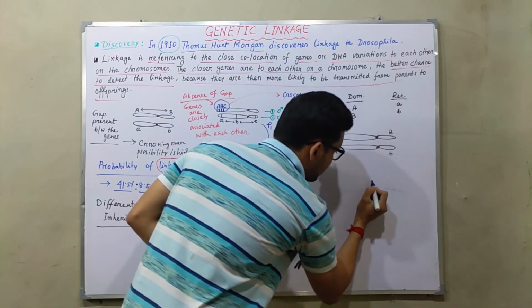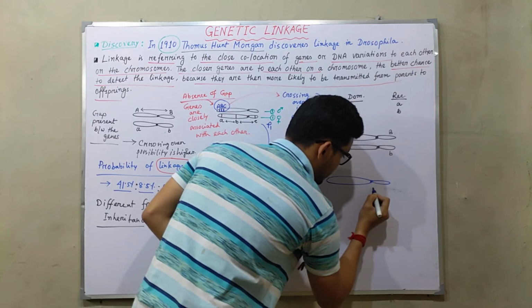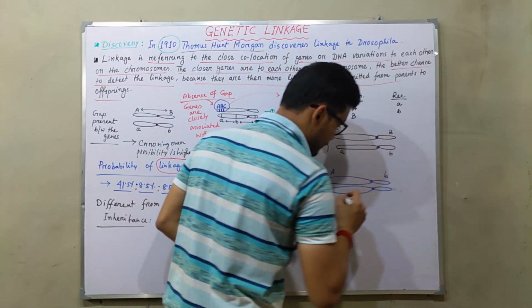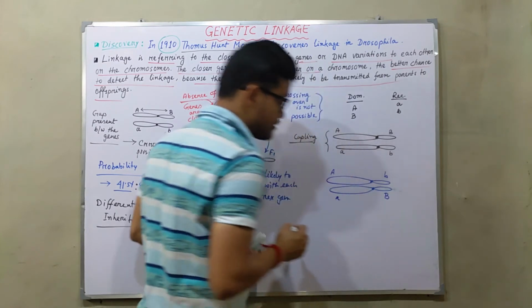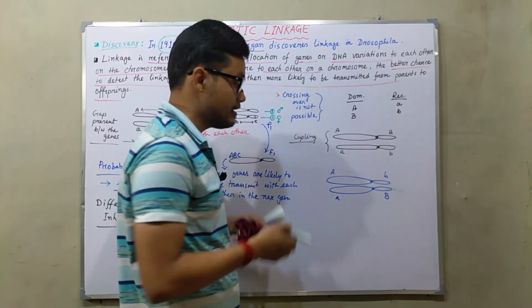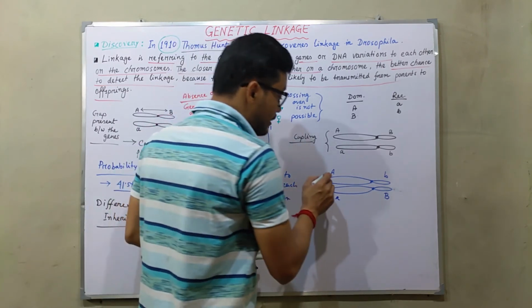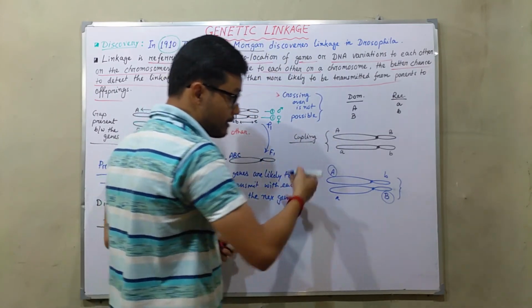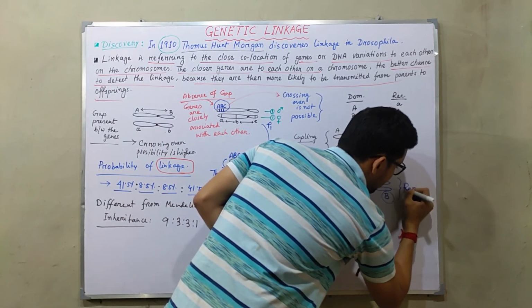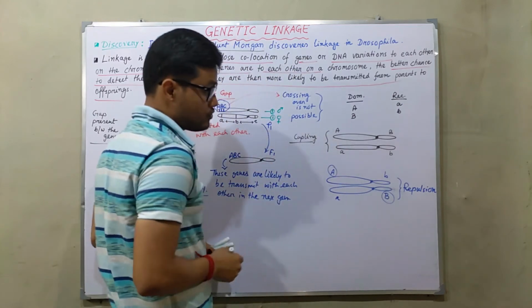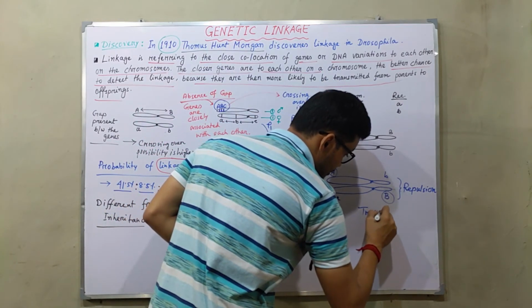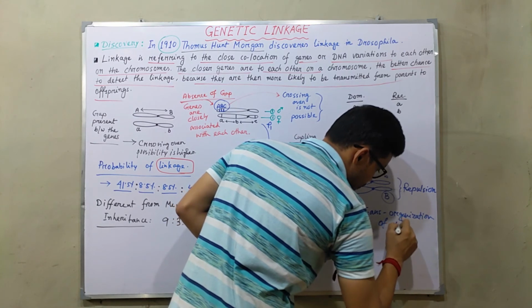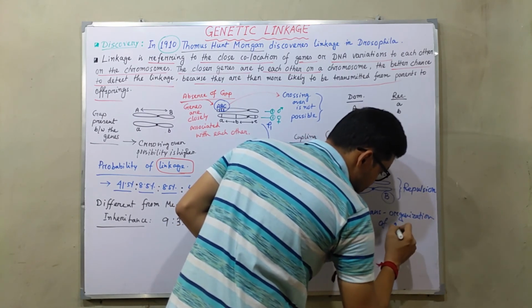And if capital A is along with small b, and small a is along with capital B, that means one dominant gene and one recessive gene are present together on the same chromosome, with the dominant genes on opposite homologous chromosomes, then this kind of organization is known as repulsion, or trans organization of genes.